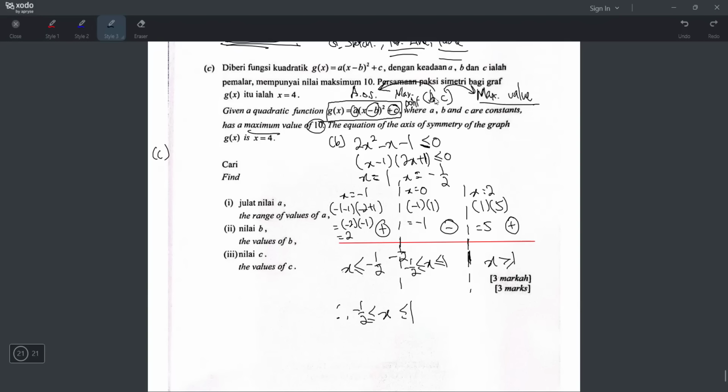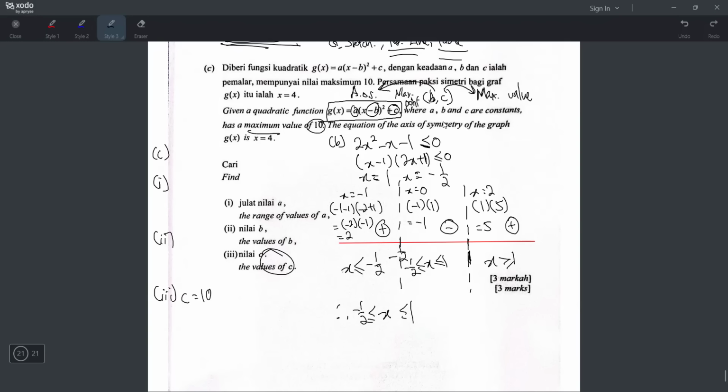Hey, maximum value and maximum point are not the same. Maximum point is talking about the whole point (x, y), but maximum value is only referring to the y. So when they say maximum value of 10, what they are saying is the y coordinate is 10. It means c is 10 lah. C is 10. So later for the answer C, third question, I know already. C is 10.